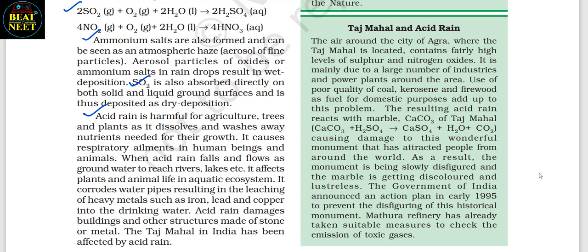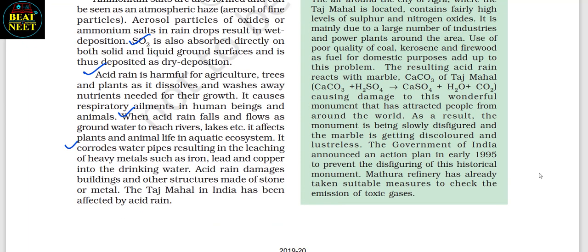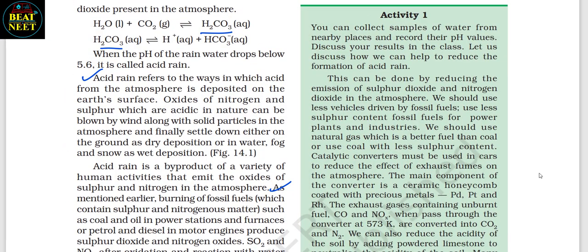Acid rain is harmful for agriculture, trees, and plants, and it dissolves and washes away nutrients needed for their growth. It causes respiratory ailments in human beings and animals. When acid rain falls and flows as groundwater to reach rivers, lakes, etc., it affects plants and animals' life in the aquatic ecosystem. It corrodes water pipes, resulting in the leaching of heavy metals such as iron, lead, and copper into the drinking water. Acid rain damages buildings and other structures made of stone or metal. The Taj Mahal in India has been affected by acid rain.